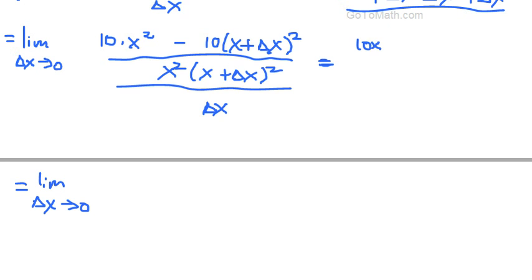So we have 10x squared, and we're going to have minus, go ahead and distribute that negative 10 across, so minus 10x, and then, we can't do that. What am I thinking? I think you're all grown up at this point.